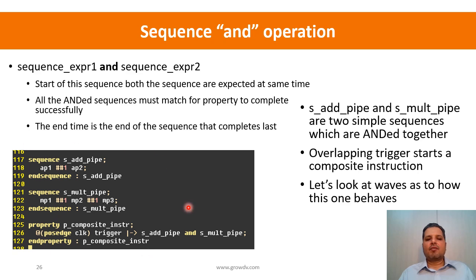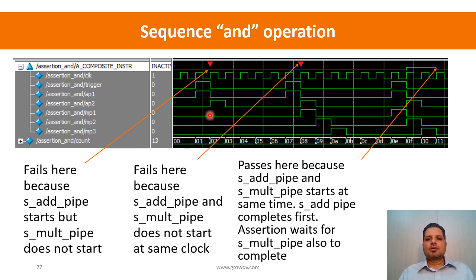And now let's look at the waves to understand how this works. Here I have the waves, and here I have our composite instruction property, which is the AND of add and multiply. So here we have the clock and we have a trigger. The trigger has come in at the count of 1, and at the same point we have AP1 asserting. Our add property is AP1, 1 clock delay, followed by AP2. So AP1 is asserted over here, and then immediately following that AP2 is asserting.